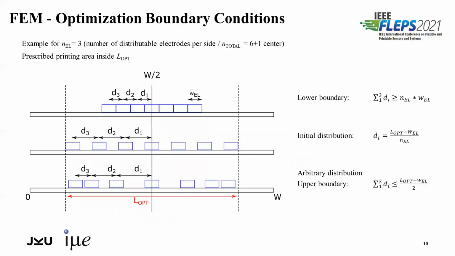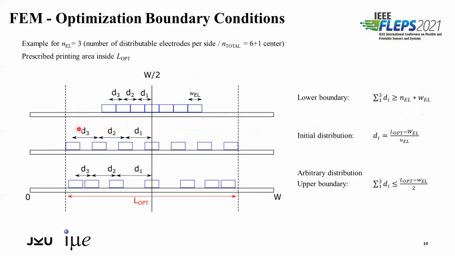This slide shows the boundary conditions for the optimization. The lower boundary of the electrode to electrode distance d_i is, of course, when they are all in contact. So the sum of the center to center distances between the electrodes d_i has to be bigger than the width of one electrode times the number of distributable electrodes.